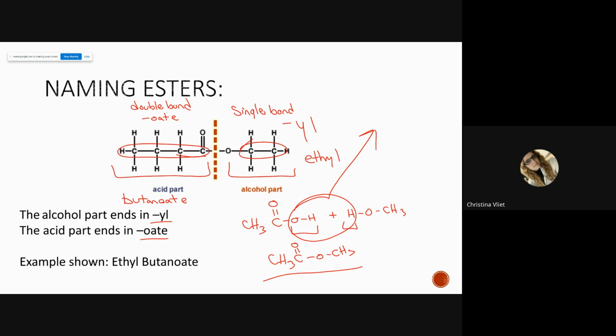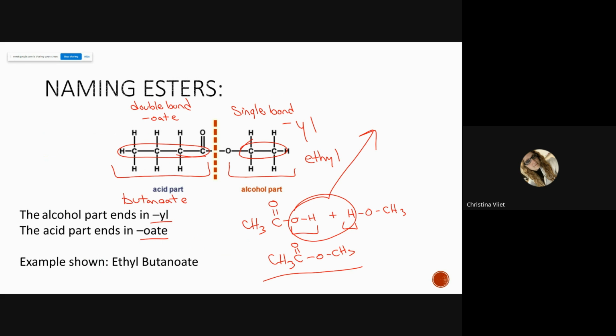For the purposes of what we need to do now, in naming, all you have to do is look for the side that has the single bond, call that ill, count the carbons. The side that has the double bond, call that OH, count the carbons. So that's what you're going to have to look for.